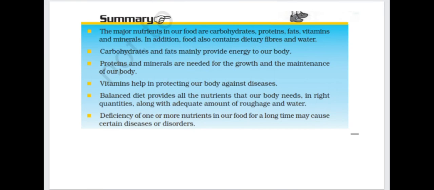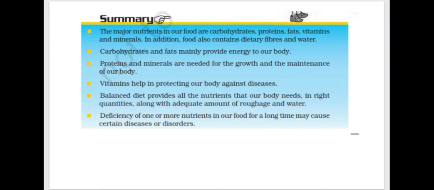And at the last is the summary of that lesson. So the first point is that the major nutrients in our body are carbohydrate, protein, fat, vitamins and minerals. In addition, food also contains dietary fibers and water. And the next one is that carbohydrates and fats mainly provide energy to our body, where fat gives much more energy as compared to the same amount of carbohydrates. And the third one is that proteins and minerals are needed for the growth and maintenance of our body.